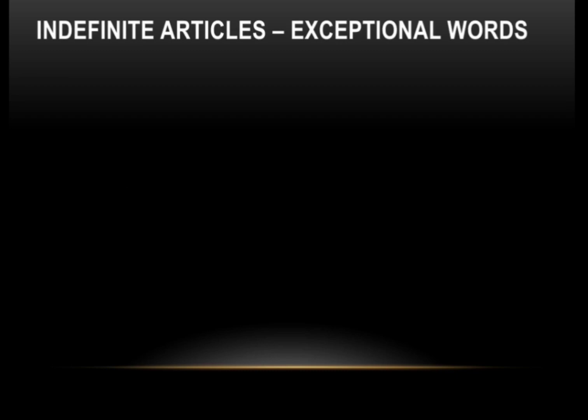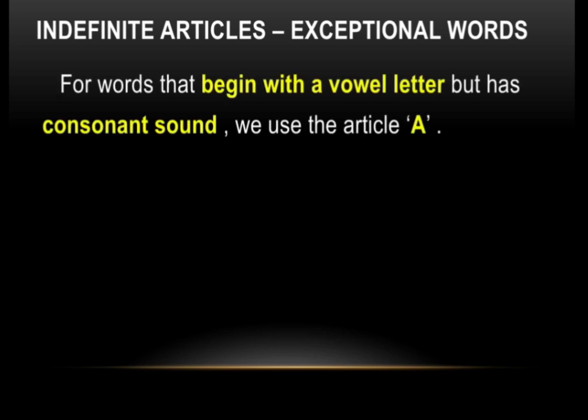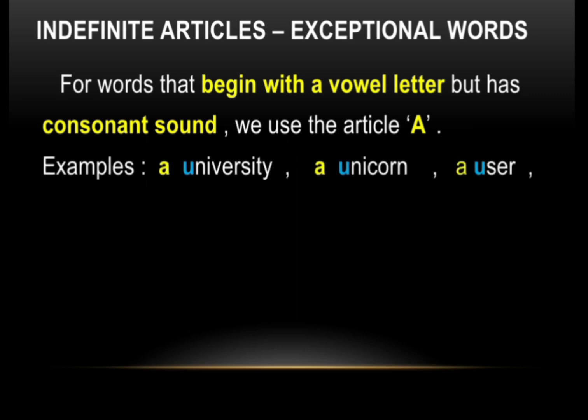Next, we have exceptional words for the indefinite articles. Let us see them one by one. For words that begin with a vowel letter but have a consonant sound, we use the article a. Example, a university, a unicorn, a user. Here the first letter is U. Though it is a U, the sound is YU, which is the consonant sound. So we use the indefinite article a.